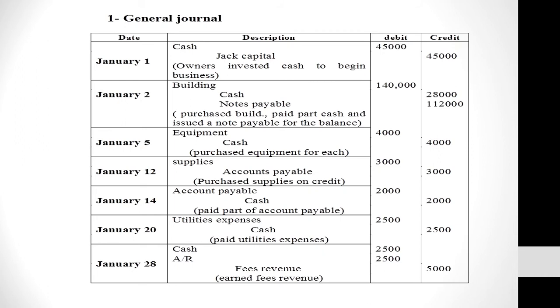As I just said, we are going to count how many accounts we have. We have cash 1, Jack Capital 2, building 3, notes payable 4, equipments 5, supplies 6, accounts payable 7, utilities expenses 8, accounts receivable 9, fees revenues 10. We have 10 accounts and each account is only counted once, like I have just said. So we are going to open 10 T accounts, one for each of these.